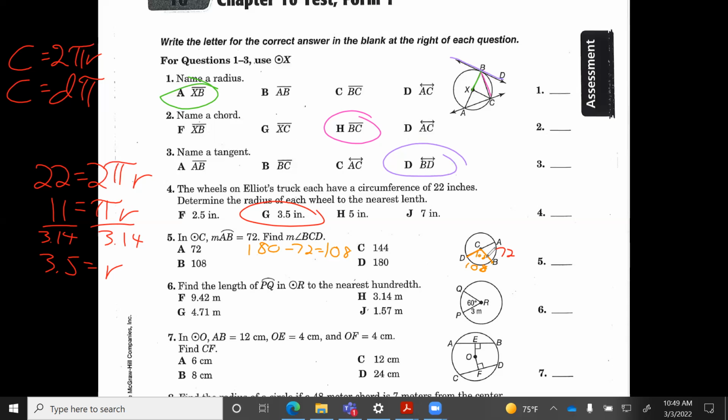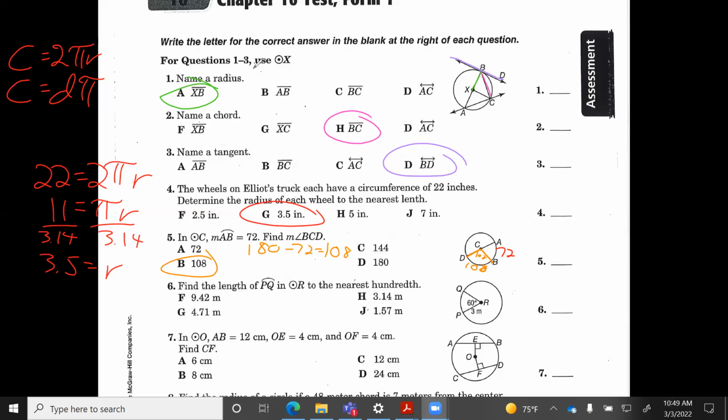And the angle will be the same. Again, that's a central angle. The angle is on the center of the circle. Therefore, it's going to have the same measure as the arc it intersects. On 6, find the length of PQ.